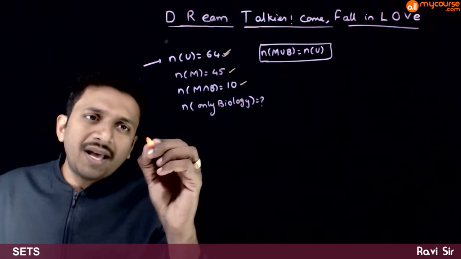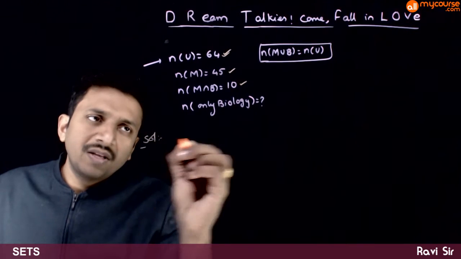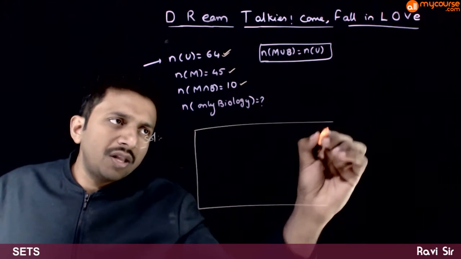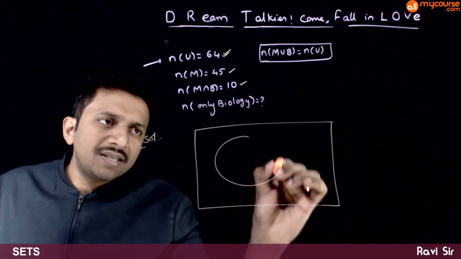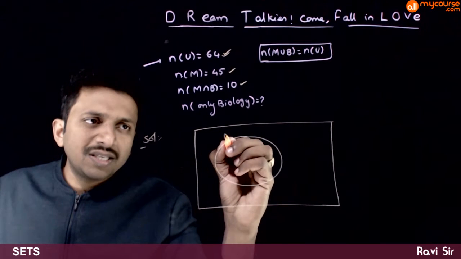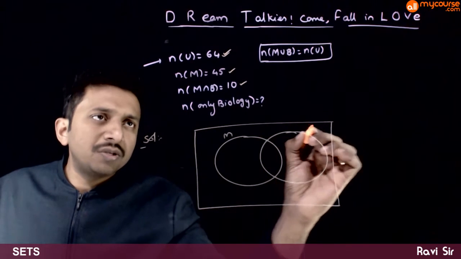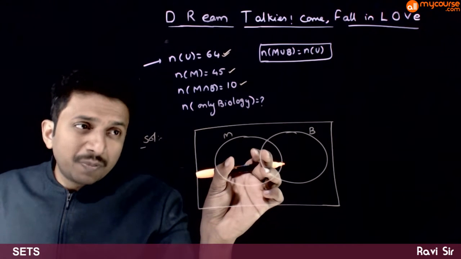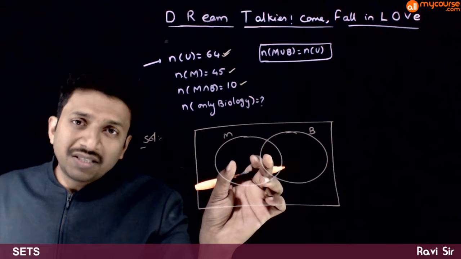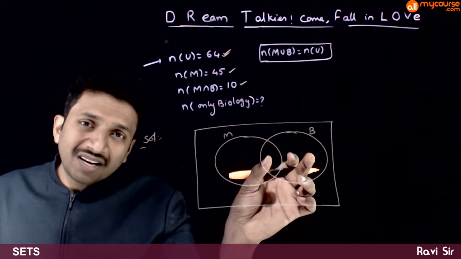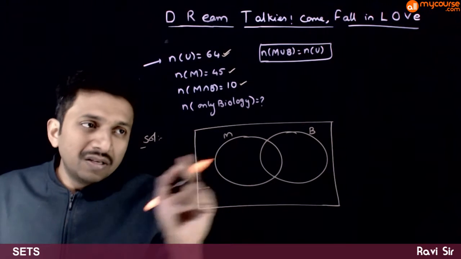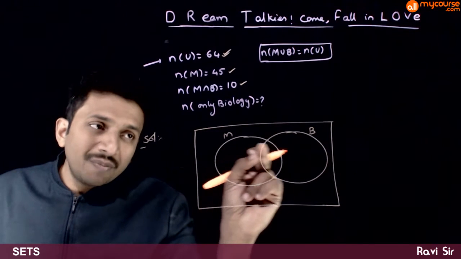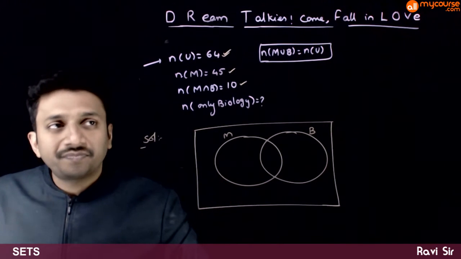So let us draw the Venn diagram corresponding to this question. There are only 2 sets. So if you draw the Venn diagram, let us take that this set corresponds to the set M. This set corresponds to the set biology. So the students present in this circle passed in maths. The students present in this circle have passed in bio. So the students who have passed both in maths and bio come in this region.